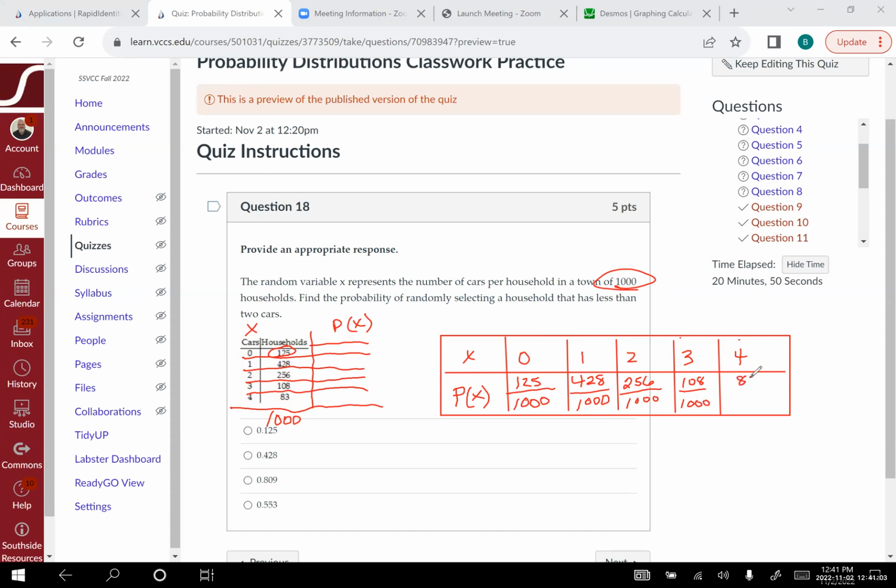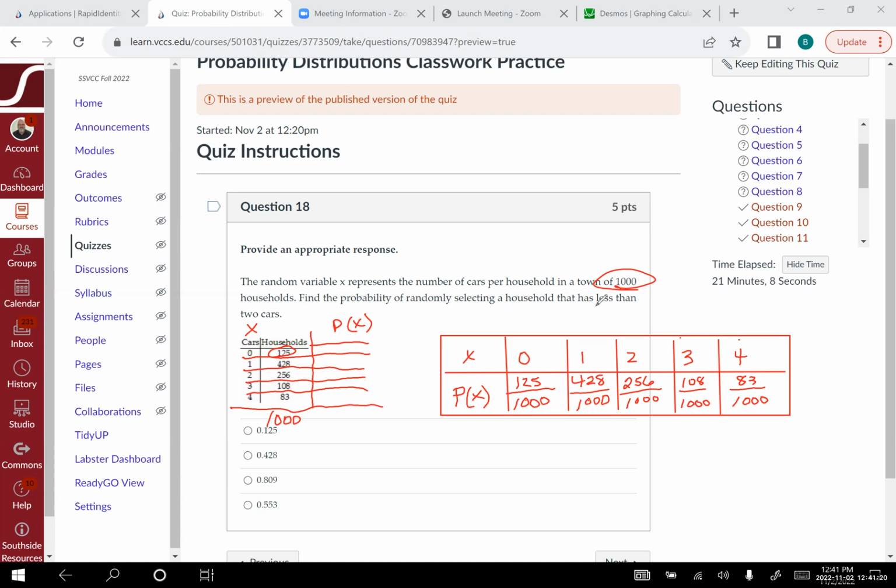And if you add all those up, what do you get? You already know what you get, don't you? You'll get 1,000 over 1,000, so you get 1. So that's a legit probability distribution. Now let's answer the question.